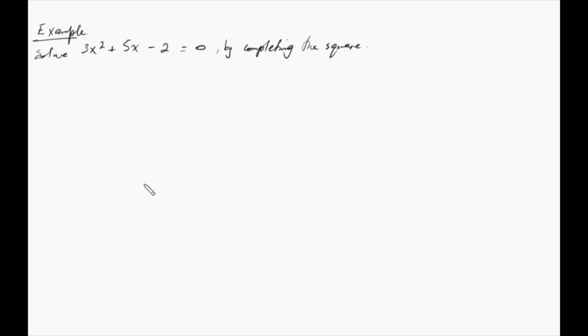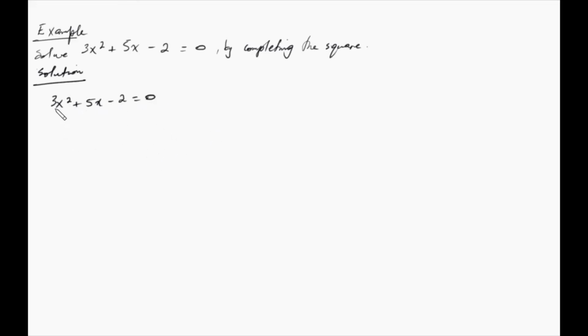Now, what would be the solution? What would be our solution here? Our solution here would be this. This is how we do it. We have 3x squared plus 5x minus 2 is equal to 0, right?